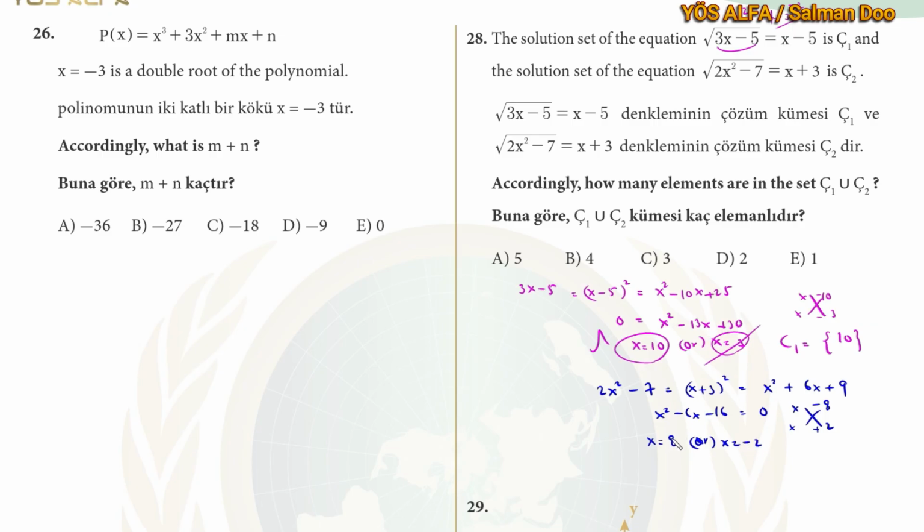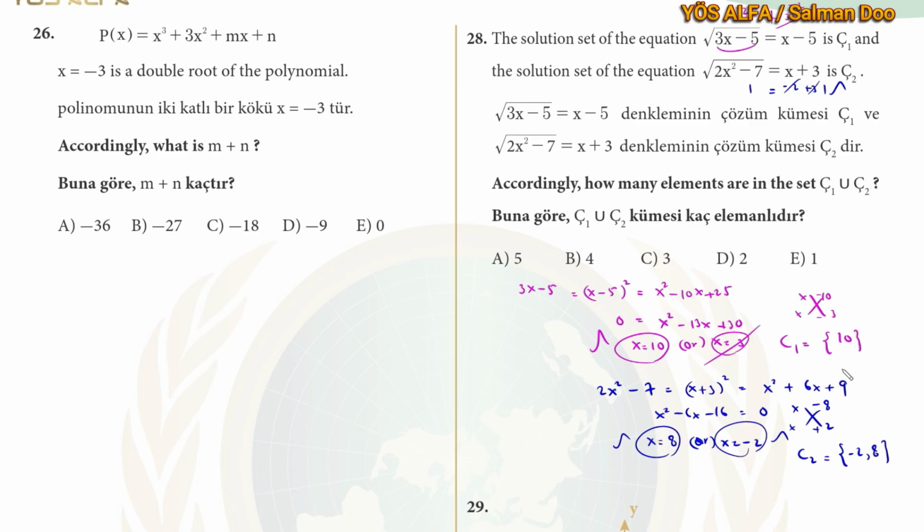Let's check the solutions by substituting back into the original equation. When x is equal to 8, we have 8 squared, 64. 64 times 2 is 128, minus 7 is 121, square root of which is 11. And when x is equal to 8, we have 11 on the right hand side too. So the first one is okay. When x is equal to minus 2, we have 4 times 2 is 8. 8 minus 7 is 1, the square root of which is 1. On the right hand side of the equation, we have minus 2 plus 3, which is again 1. So this is also okay. So our solution set 2 is minus 2 and 8.